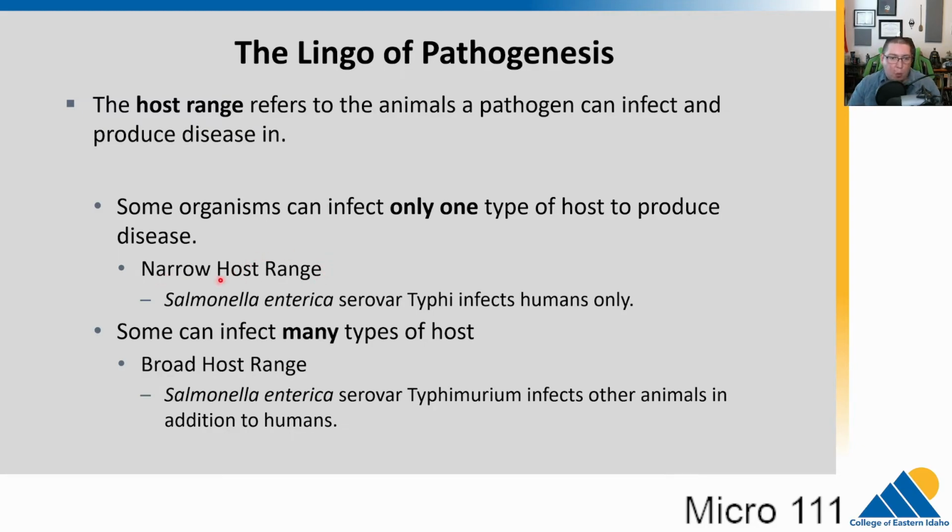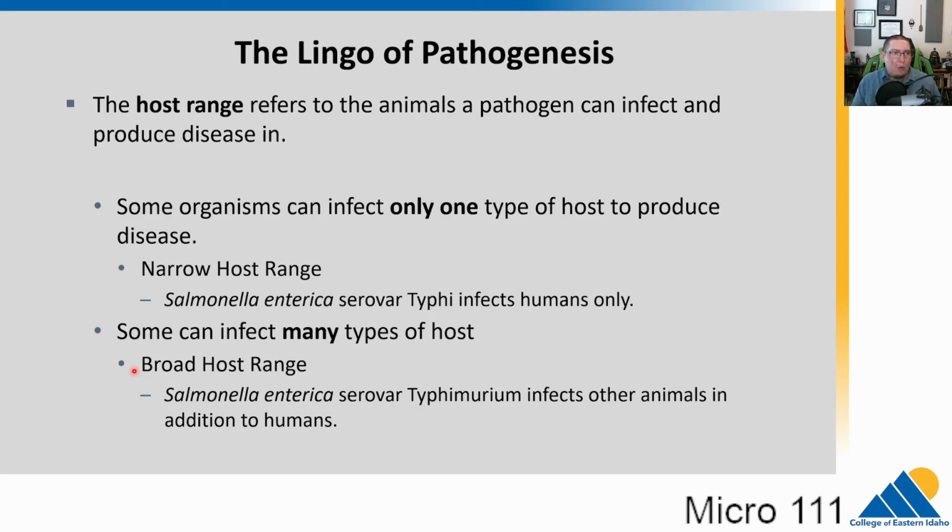In our example, we're going to talk about Salmonella enterica, and we have this term serovar, which is like a specific strain, okay? So it's the same species, but it's got a few differences that make it only infect humans. This is Serovar typhi. We have a similar Salmonella enterica, Serovar typhimurium, that infects other animals and humans. So this one can infect many types of hosts. It has a broad host range, right?